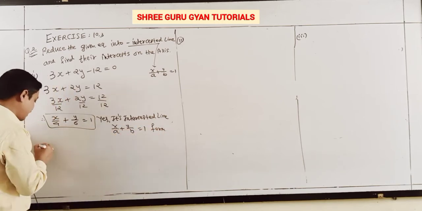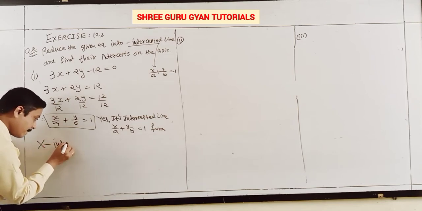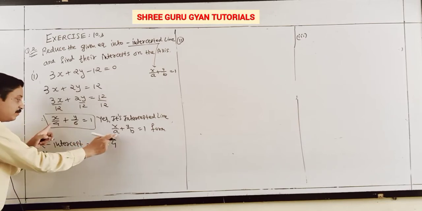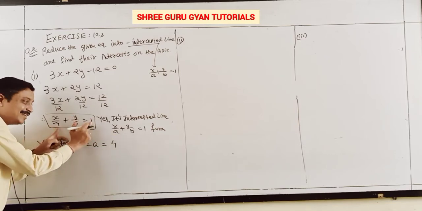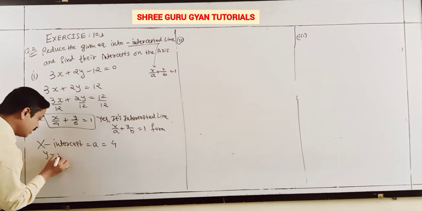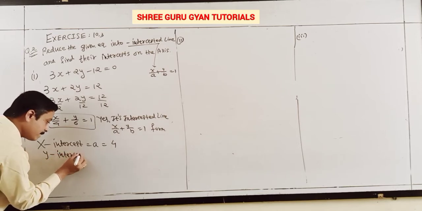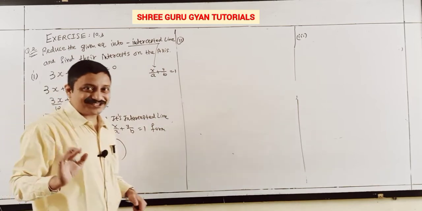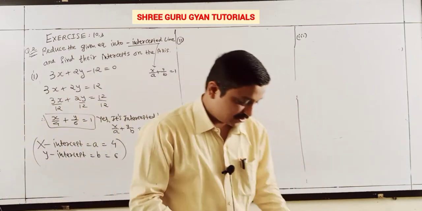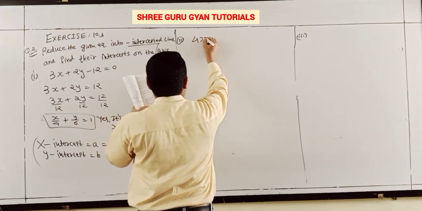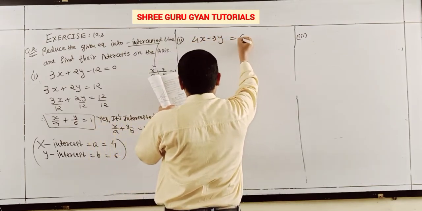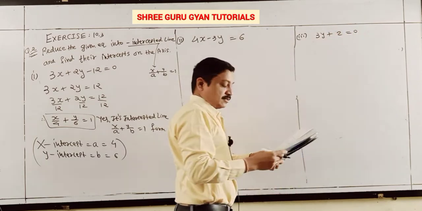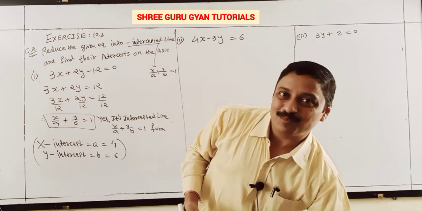Now I want the x-intercept, which is small a, equal to 4. You just compare here, but it is necessary that the right side equals 1. Now second, the y-intercept, small b, is 6. Done, finished. Now second I have 4x minus 3y is equal to 6, and third 3y plus 2 is equal to 0. I explain both numericals the same way.